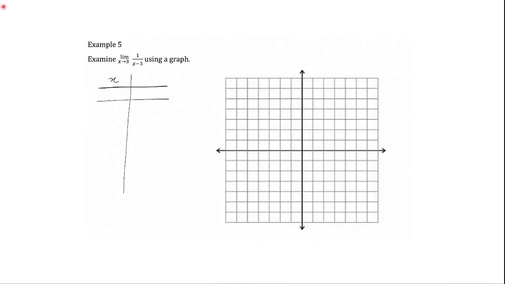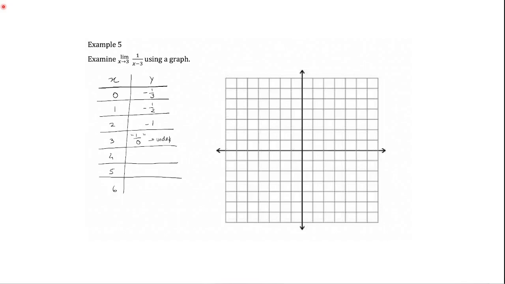And here we are going to have, let's just use the same values that were given to us before. 0, 1, 2, 3, 4, 5, and 6. And I am picking these values so that we do have a fairly good range in our y coordinates. So here we are going to have for x is equal to 0, negative 1 over 3. For x is equal to 1, we are going to have negative 1/2. For 2, we have negative 1. For 3, of course, we are going to end up with 1 over 0, which we know to be undefined.